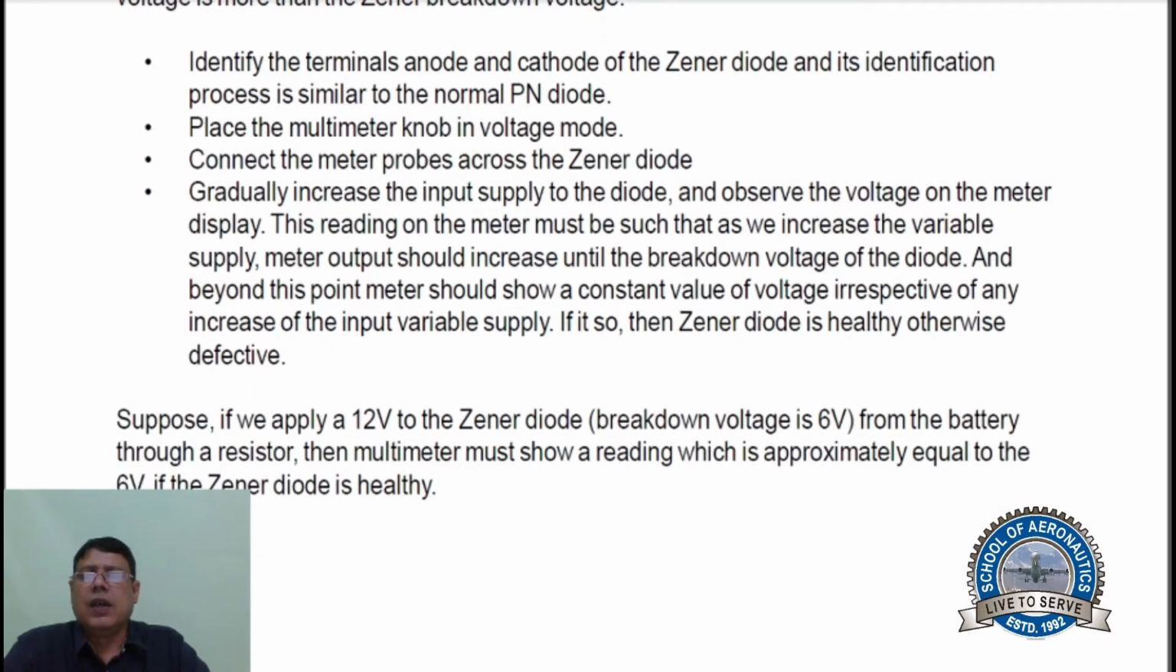Suppose we supply 12 volts to the Zener diode through a resistor from a battery, and the breakdown voltage of the Zener diode is 6 volts. Then the multimeter must show a reading approximately equal to 6 volts. If so, you can say the Zener diode is healthy. Okay, we'll go to the experiment panel and conduct the experiment: how to test a normal diode, LED, and Zener diode.